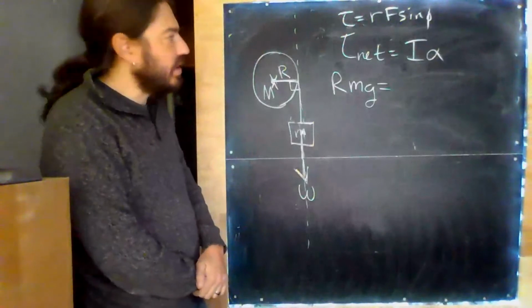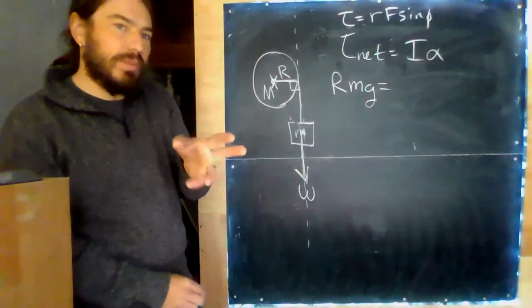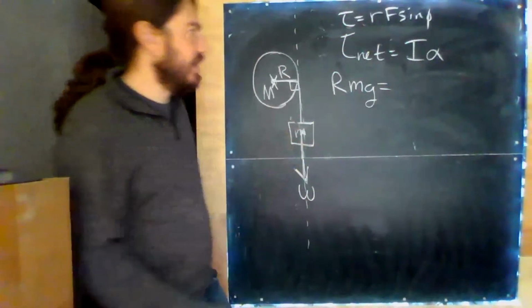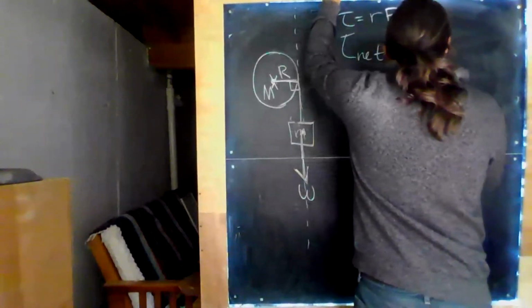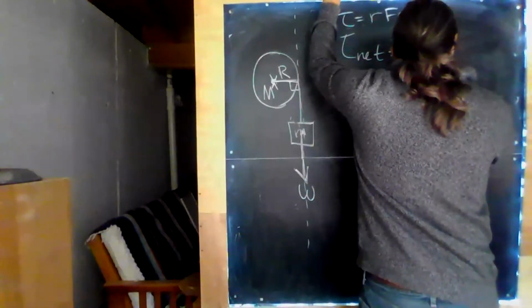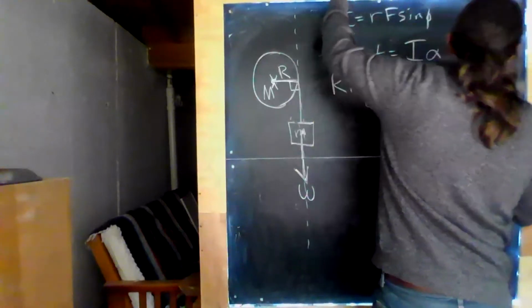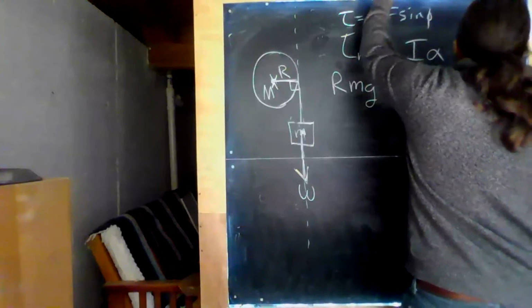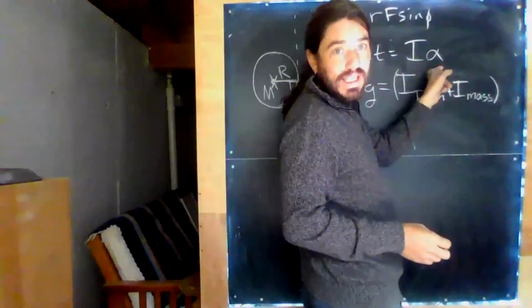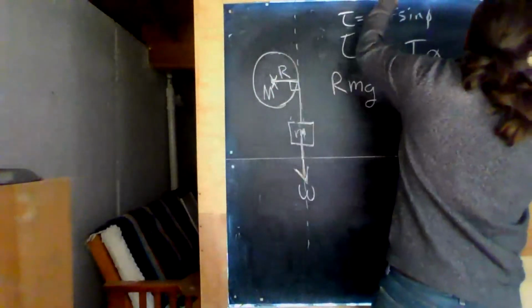I. What is the moment of inertia? I'm going to take an extra step of algebra in here. We have two objects here. So this would be the moment of inertia of the drum plus the moment of inertia of the hanging mass. And alpha, much like it was in the other problem, is a over R.